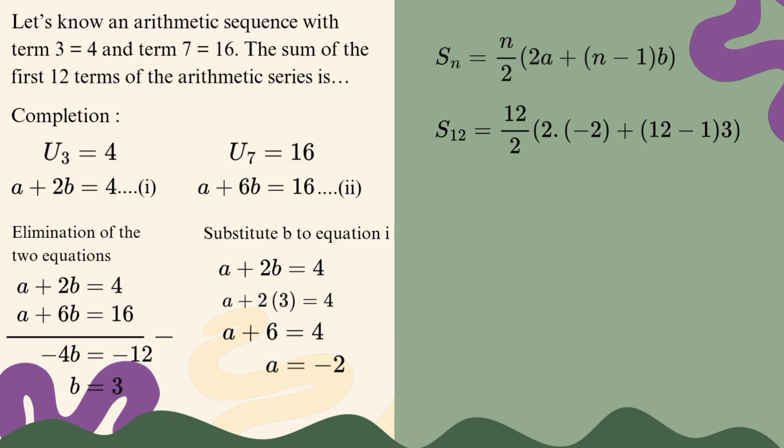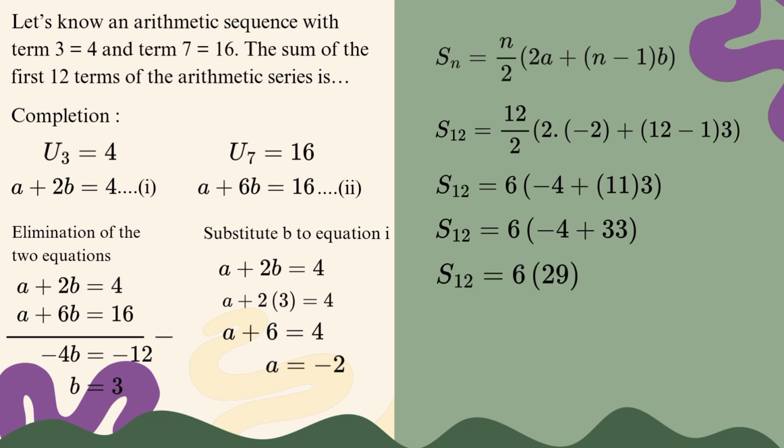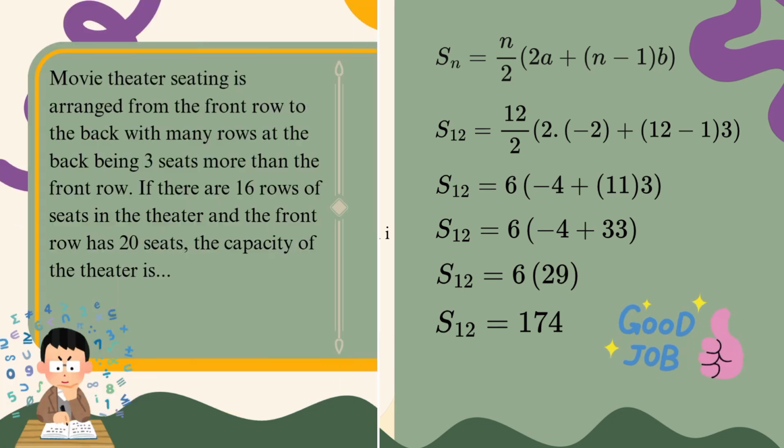Next, we will find S12. S12 equals 12 divided by 2 times 2 times minus 2 plus in bracket 12 minus 1 times 3 equals 6 times in bracket minus 4 plus 11 times 3 equals 6 times in bracket minus 4 plus 33 equals 6 times 29, and S12 equals 174. Good job!